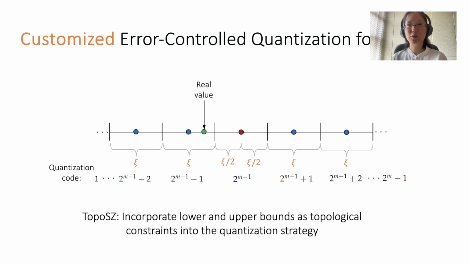Now we customize it to encode additional topological constraints. Firstly, we set the distance between any two adjacent second phase predicted values to be xi. The predicted values that are close to the real value in both directions are considered as bounded by the original errors. Then we also require the decompressed value to be bounded by the lower and upper bounds. In this example, the real value will have 2 to the power of m minus 1 as its quantization code.